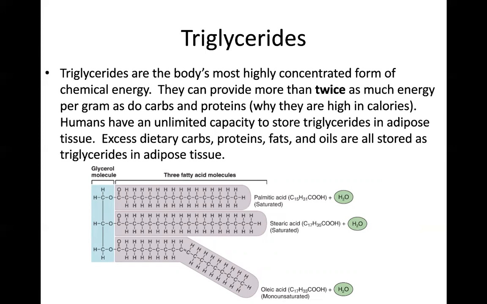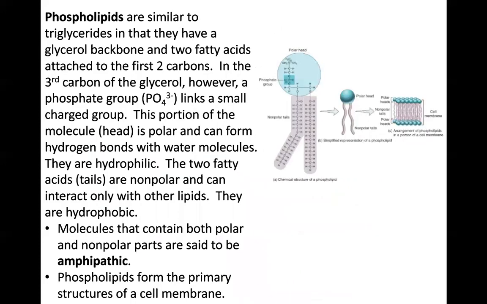It's a drink. Alcohol provides 7 calories per gram. So it's not as energy rich, but it's close to fats anyway. And as I told you earlier, humans have an unlimited capacity to store triglycerides in our adipose tissue. So excess dietary carbs, proteins, fats, and oils will be stored in that form in our adipose tissue.